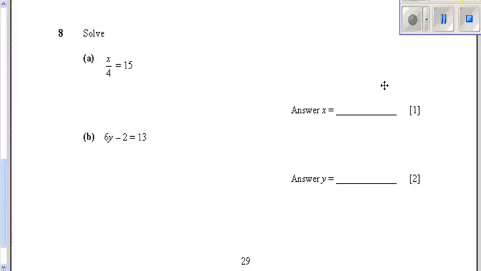Okay, so there's question 8A and B, some algebra finding solutions. So if you want to switch off the video and have a go at that, and we'll go through the solution in a moment.